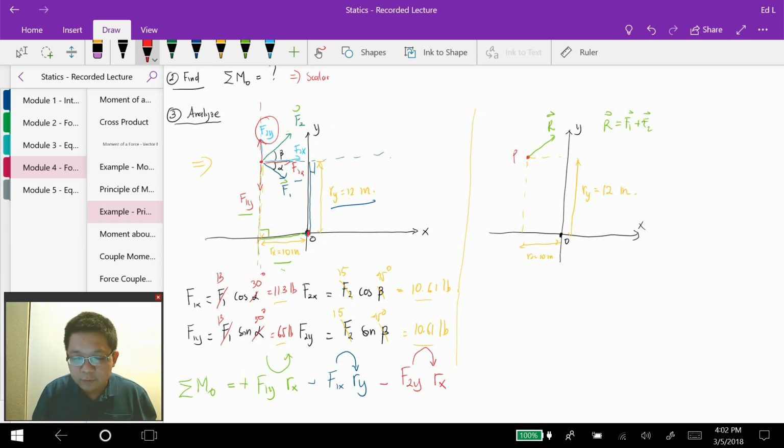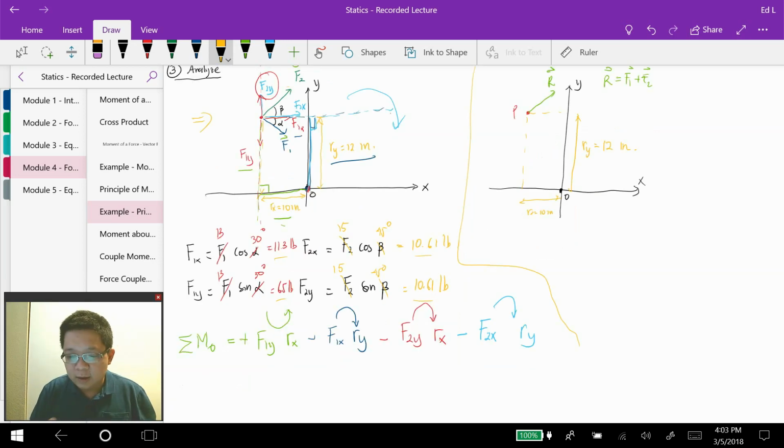So F2y, we're done with F2y, and then right now let's see F2x. So this is F2x, and this is the line of action. So for F2x, the perpendicular distance is Ry, the same in here, right? And it also causes a clockwise rotation. All right, so in here it has a negative sign. And right now it's time to plug in the numbers.